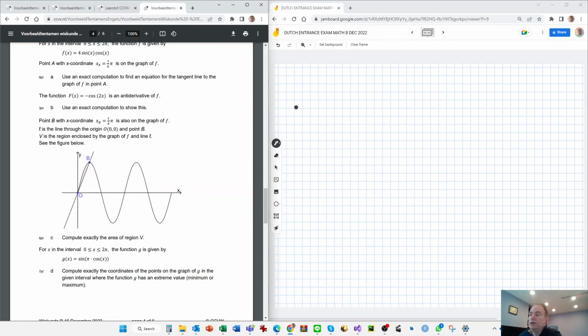Okay, question D. For x in the interval 0 to 2 pi, we have a function g given here, and we need to compute the coordinates of the points on g where this function has an extreme value, minimum or maximum. So we need to find out where the derivative of that function is 0.